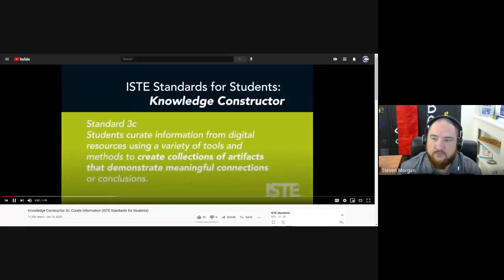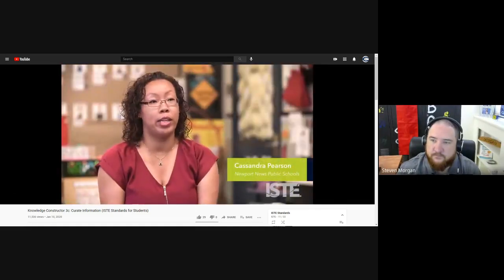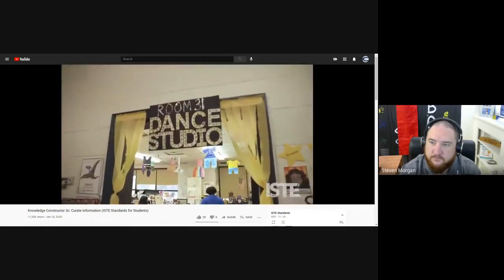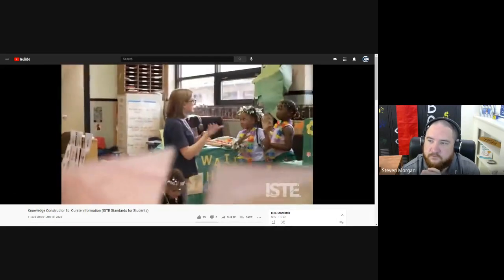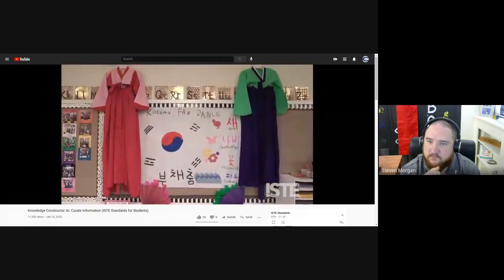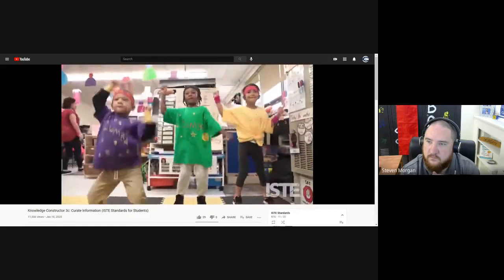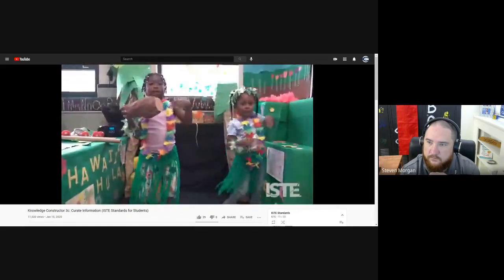Students curate information from digital resources using a variety of tools and methods to create collections of artifacts that demonstrate meaningful connections or conclusions. The students came up with some dance styles that they wanted to study, and as we were going through that process, I noticed that a lot of them wanted to learn more about dancing from other cultures around the world. We got ballerinas and 2 Zumba instructors. We got 2 dance studios to come in.